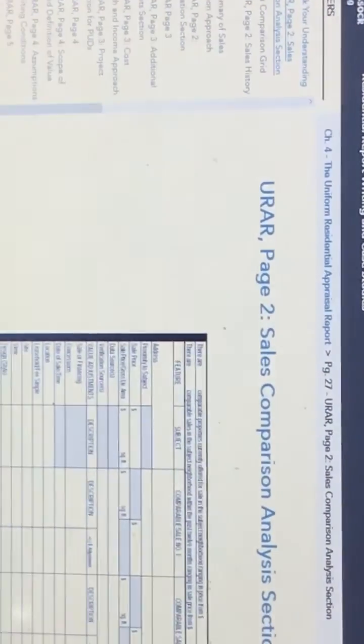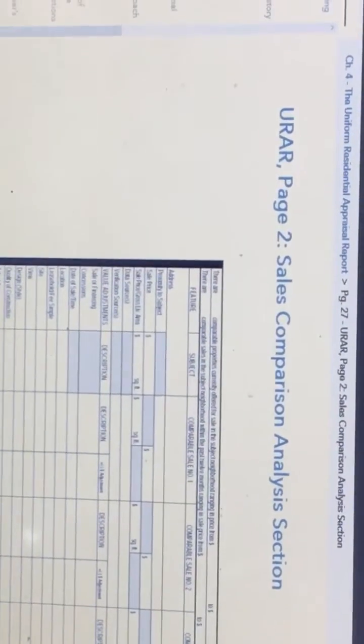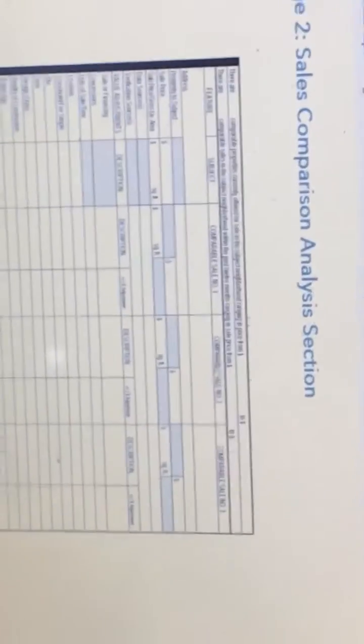Chapter 4, Site Section, Utilities and External Factors. Continue. Chapter 4, the Uniform Residential Appraisal Report, page 27. URAR, page 2, Sales Comparison Analysis section.